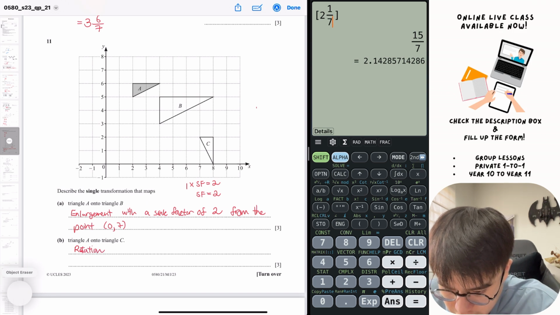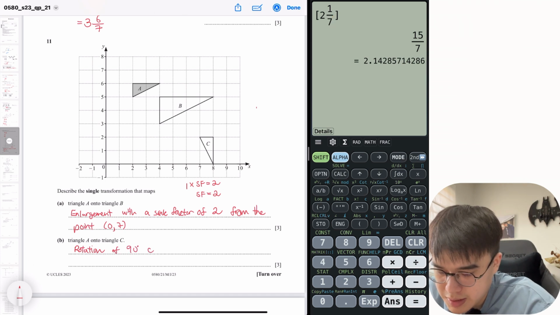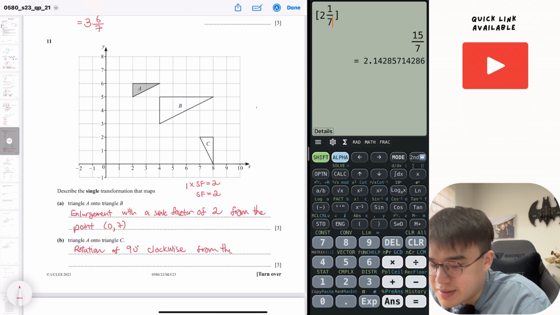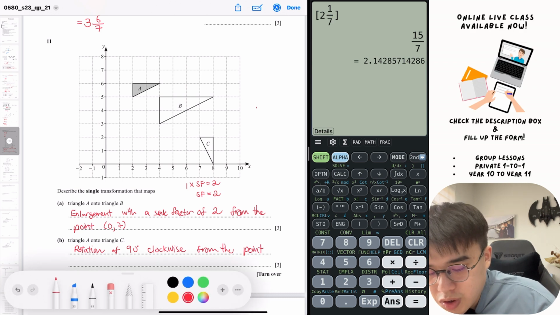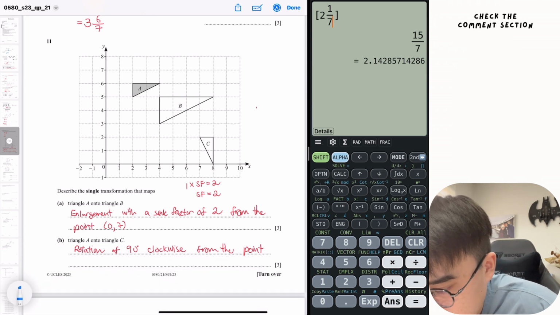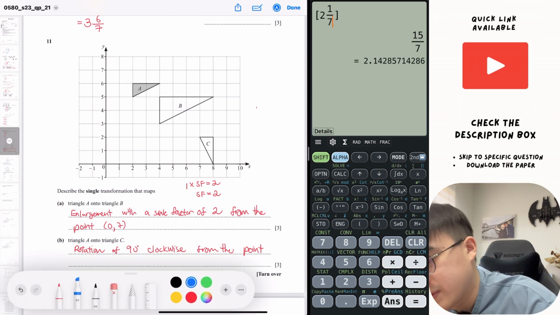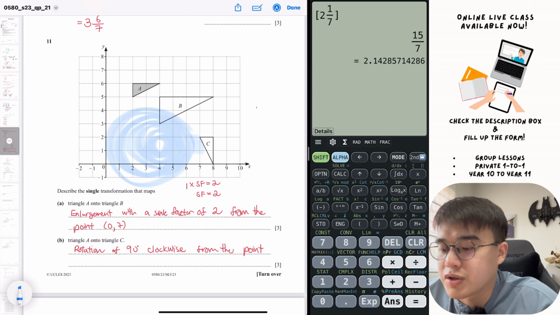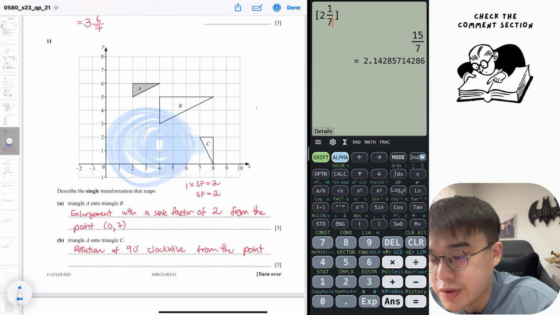So A to C, this is a rotation of 90-degree clockwise. From the point, again, this last part is where students lose marks. One of the ways that can help students visualize is, I know roughly the center of rotation is around this part. But I'm not exactly sure at which point of this blue circle that I illustrated.